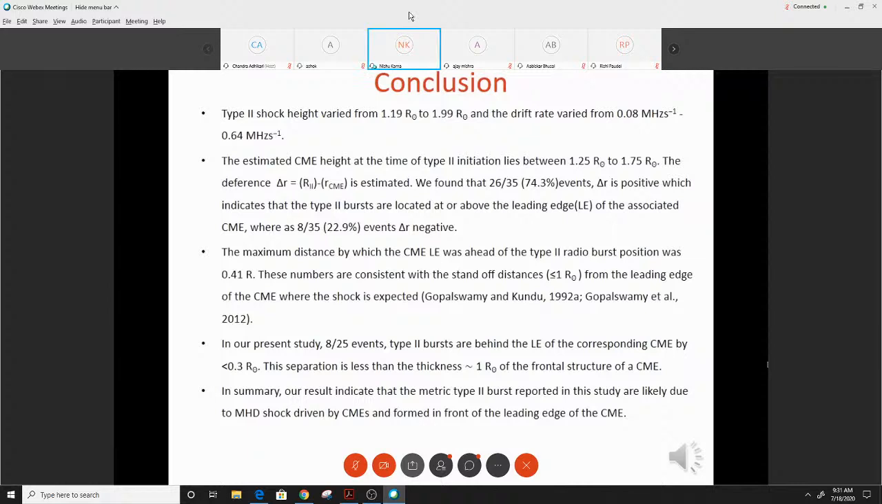In our present study, in 8 out of 25 events, type 2 radio bursts are behind the leading edge of the corresponding CME by 0.3 solar radius. This separation is less than the thickness, of the order of 1 solar radius, of the frontal structure of the CME. In summary, our results indicate that the metric type 2 bursts reported in this study are likely due to shocks driven by the CMEs and formed in front of the leading edge of the CME.